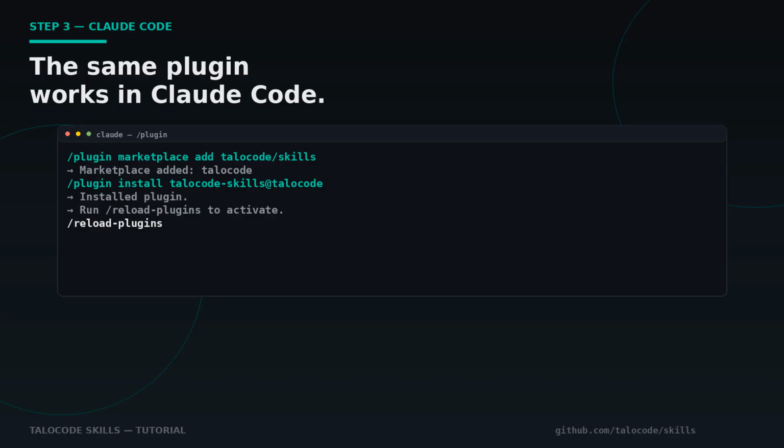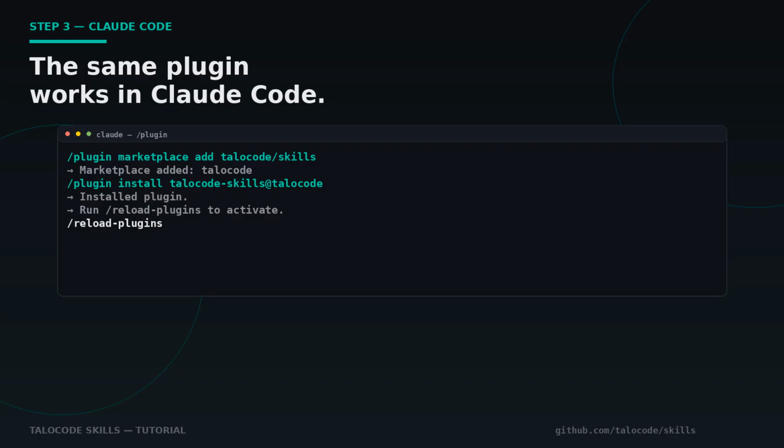The quality of that matching depends on two things. The description must be a precise sentence about when the skill applies, and the when to use list must use the exact language real users type. Talocode writes both deliberately, so the agent lands on the right skill instead of guessing. When a task does not match any skill, the agent just works normally. Skills are load on demand, never in the way.